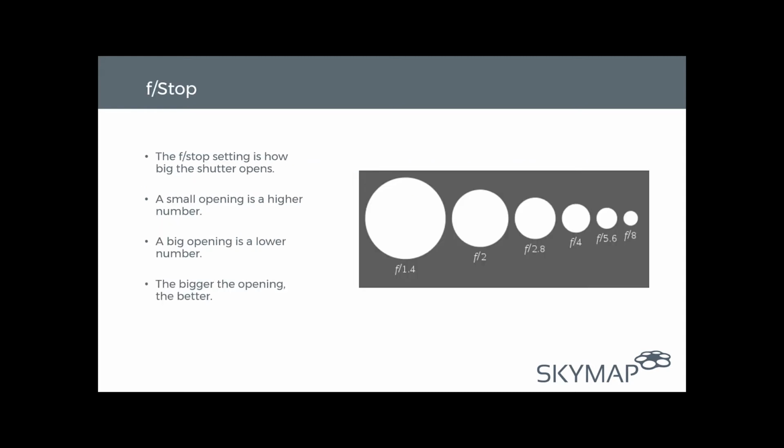The f-stop setting on the camera is how big the shutter opens. A small opening is a higher number, as you can see on the graph on the right. F8 is a very small opening. And a big opening, as you can see on the right at f1.4, is quite a large opening. We try to get as big an opening as possible. But again, in conjunction with the shutter speed, as well as the ISO setting, we want to try and avoid motion blur and overexposure.